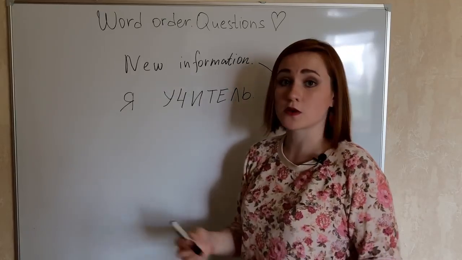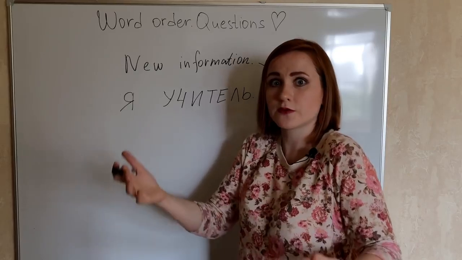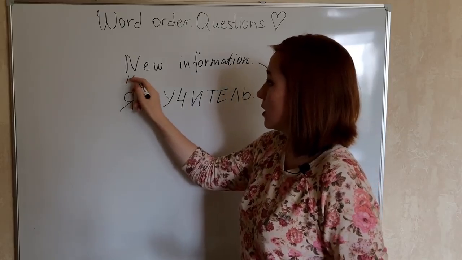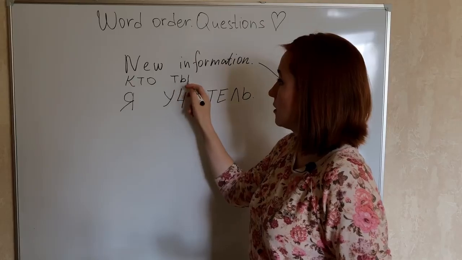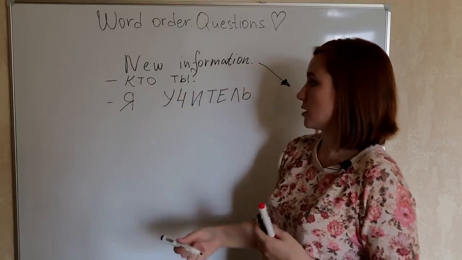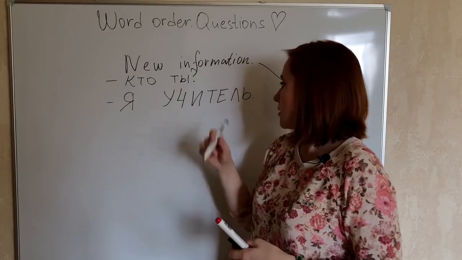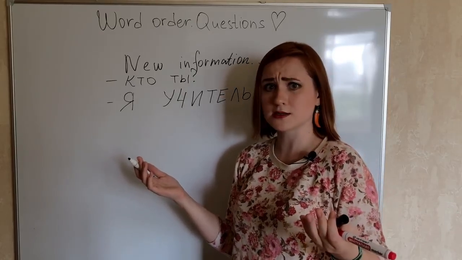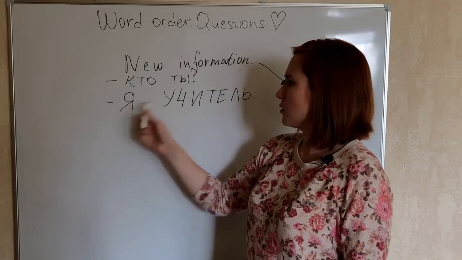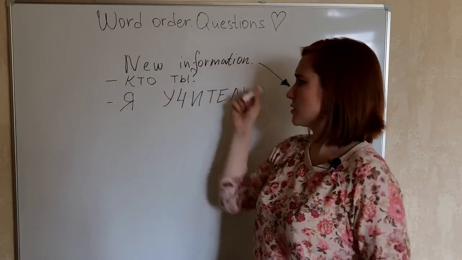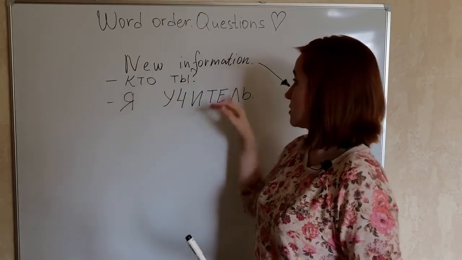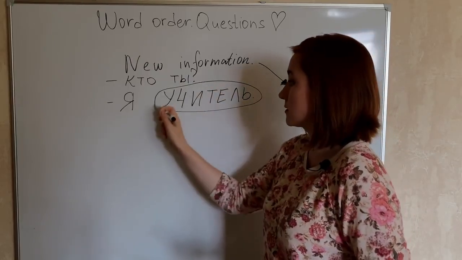Probably this is the answer to the question, who are you? What do you do? What's your profession? So I am a teacher. Я учитель. So it was the question, кто ты? Right? Who are you? Кто ты? My little dialogue. Who are you? I'm a teacher. Кто ты? Я учитель. Я спортсмен. Математик. Я актриса. Я преподаватель. Я машинист, водитель. Anybody. So just replace it with anything and practice with professions. So, who are you? I'm a teacher. The new information is this.